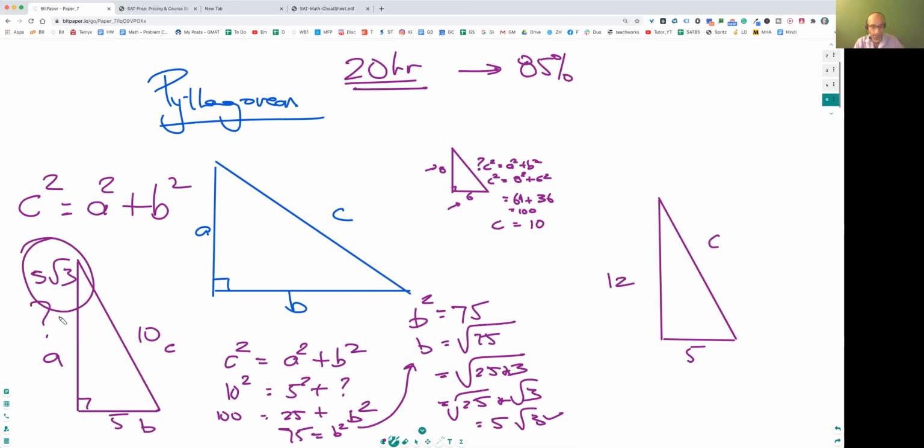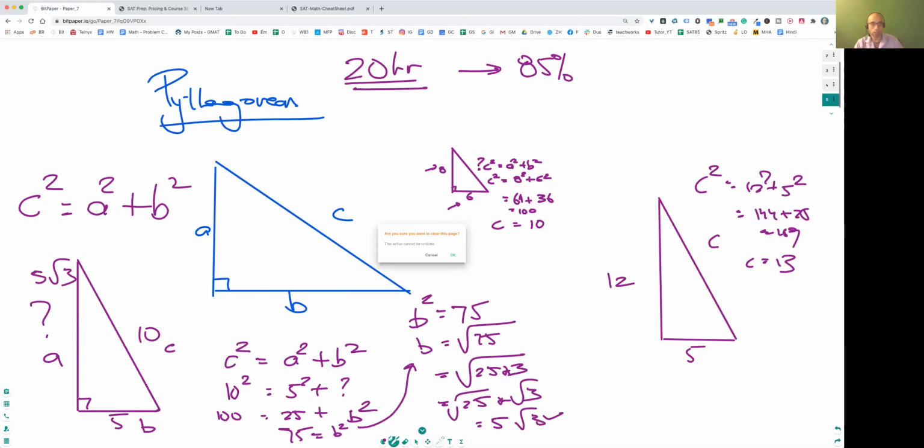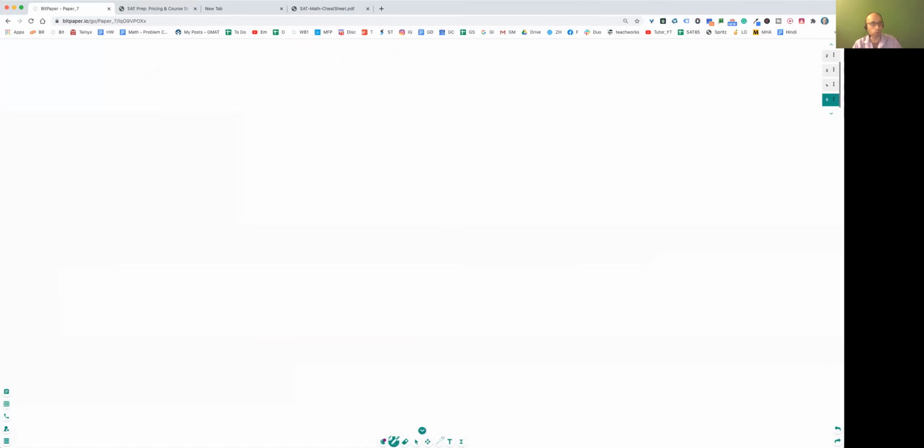But don't worry about this. This is a bit advanced problem. This one is super easy. That's what you need to work on. C squared is equal to 12 squared plus 5 squared. So that's 144 plus 25, 169, and then you get C is equal to 13. Nice. I'm happy all of you got all of these problems. So remember Pythagorean theorem, super important, okay?